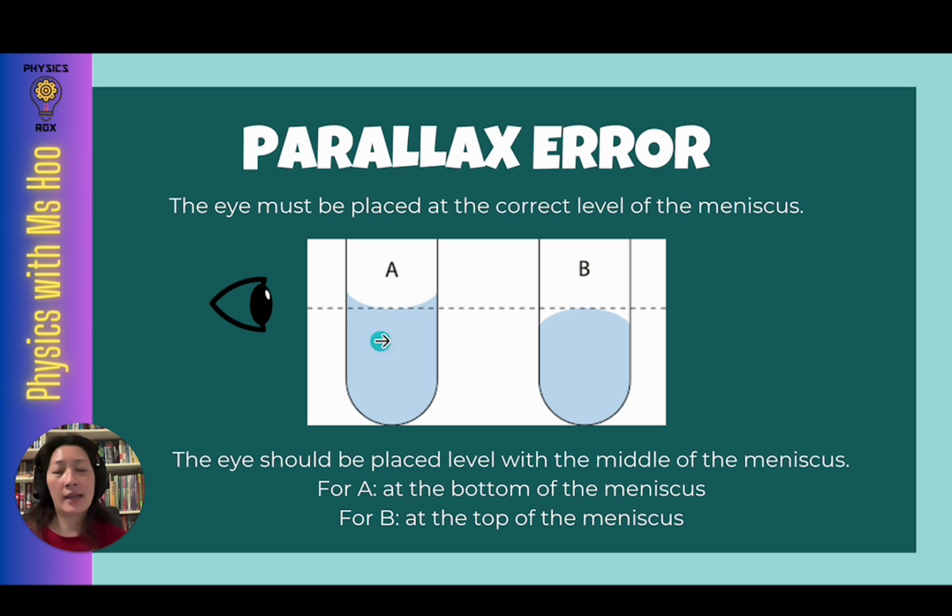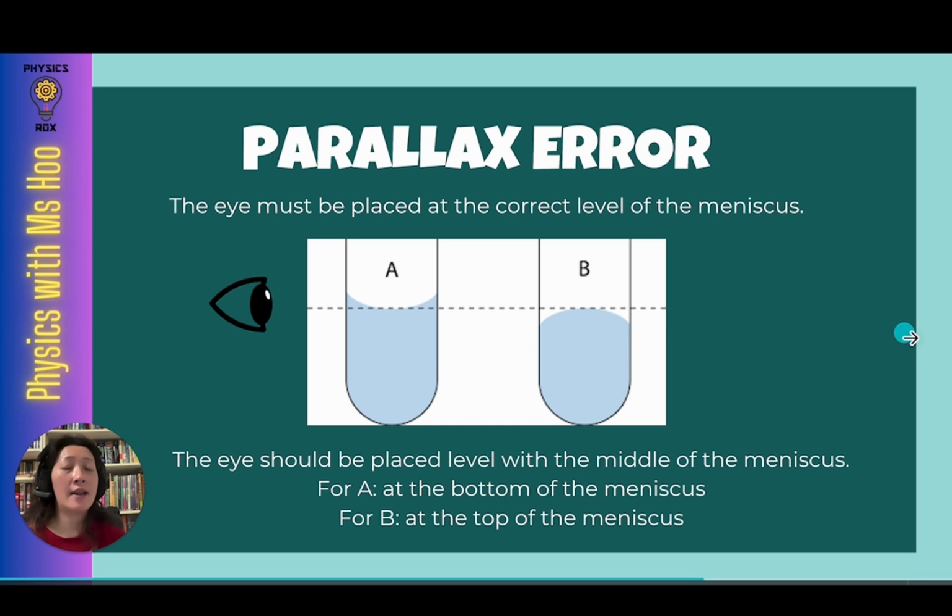So for example, in A, because it curves up, the middle is at the bottom of the meniscus, so you place your eye level in line with the bottom of the meniscus. Whereas for B, the top of the meniscus is the middle, so you place your eye level with the top of the meniscus in B. I suggest you do not memorize bottom or top, you're going to get confused. Just look at what's in the middle, make your eye level with the middle of the meniscus, whichever the case, whether it's A or B.